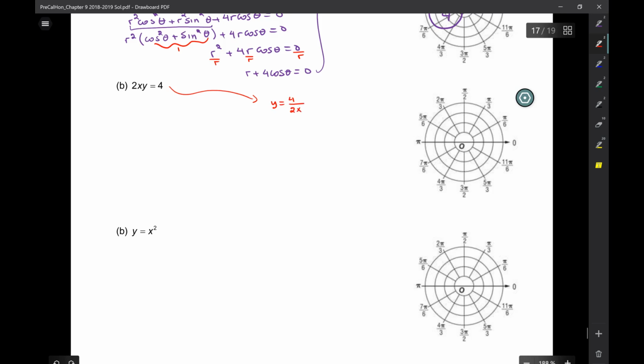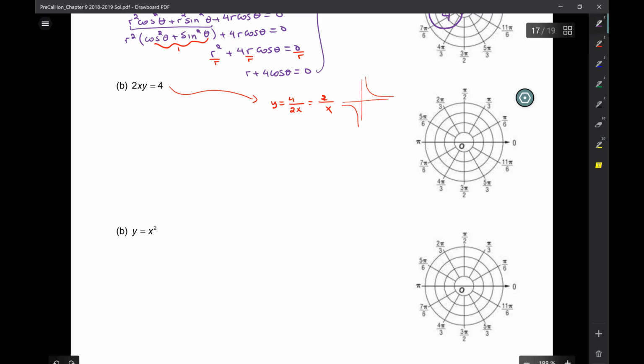4 over 2x, which is 1 over 2x, right? 2 over x. Now, what does 1 over x look like? It looks like this, right? The reciprocal function. It's 2 over x. So basically, x can't be 0 because it will be undefined. And there is no value that would make y 0 either. So that's what it looks like, okay?